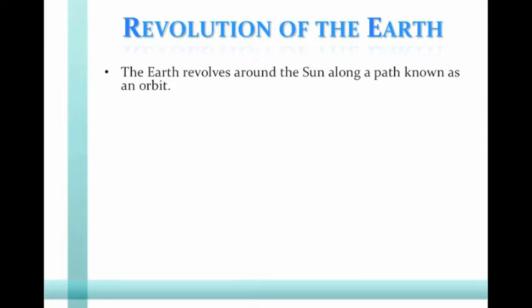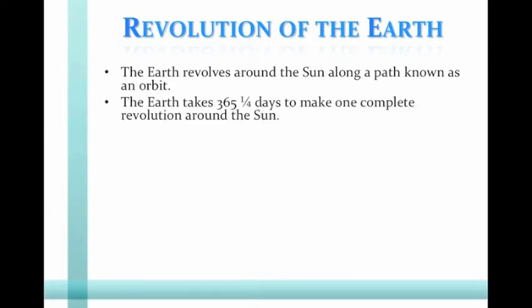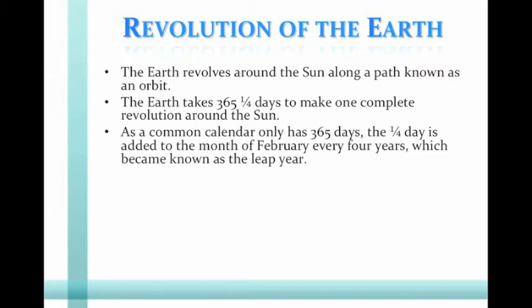Revolution of the Earth. The Earth revolves around the Sun along a path known as an orbit and takes 365 and a quarter days to complete one revolution around the Sun. As a common calendar only has 365 days, the quarter day is added to the month of February every 4 years. This became known as the leap year.